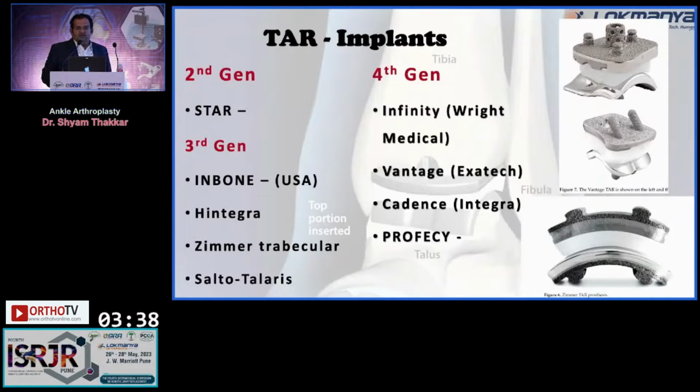So what are the implants of total ankle replacement? We just brushed through the history. It started with the Agility ankle, which is now discontinued, which was the first generation. Second generation is the STAR implant, which is the Scandinavian total ankle replacement. Third generation, and now on, which is INBONE, most commonly used in USA. Integra, Zimmer, and Salto Talaris, commonly used in Europe. And fourth generation nowadays are Infinity, Vantage, Cadence, and Prophecy. Prophecy is now the latest one, which consists of 3D printed jigs, customized jigs for every patient.